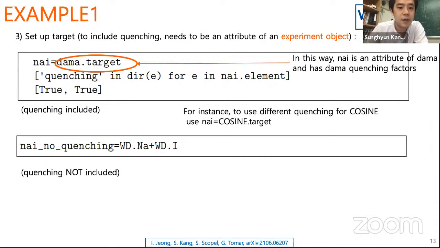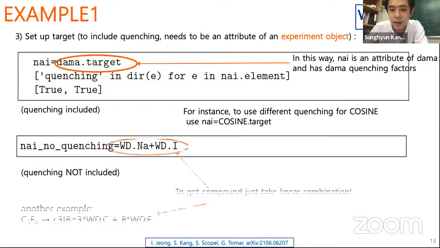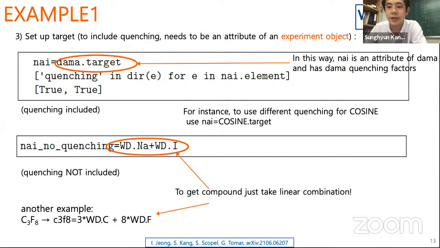For instance, to use different quenching for COSINE, just type NAI is equal to COSINE dot target. But if not assigned, there will be no quenching information. And when the target is a compound, just taking a linear combination is enough.